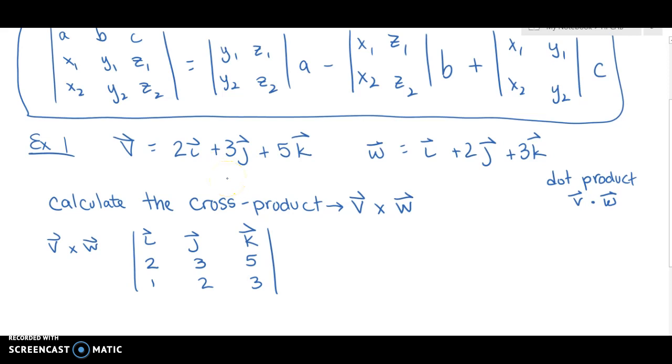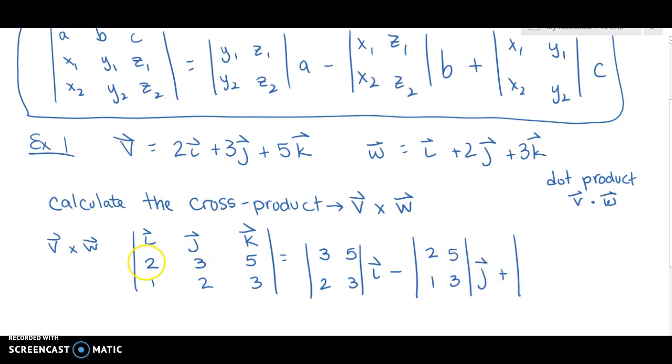Then we follow the formula up here, and we'll end up with a vector. Dot product, remember the result was a real number. This is going to result in a vector with an actual I, J, and K. So we do everything but column A, or in this case column I. So it'll be 3, 2, 5, 3, and then we put an I here. Then we have a minus, and then it's everything but the second column, so 2, 1, 5, 3, and we put a J. And then everything but the third column, so 2, 3, 1, 2, with the K after it.